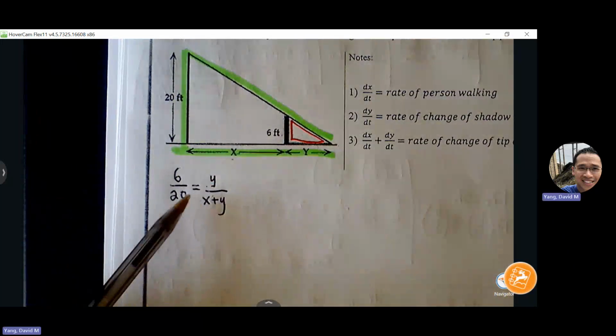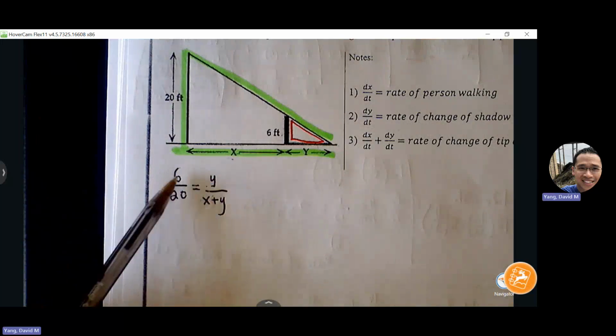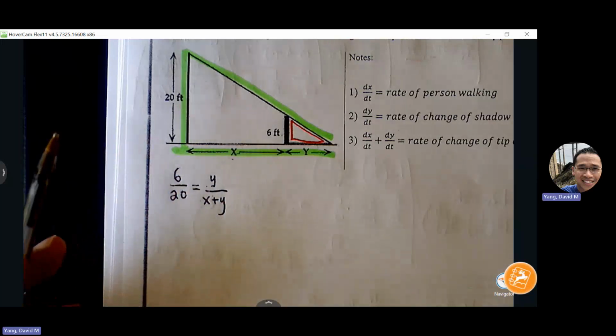So this is the equation. We're going to find the derivative, but it's a little bit easier to find the derivative if I don't have to deal with a fraction. So I'm going to just cross multiply, get the fractions out of the way, combine some like terms, and I'm going to find the derivative.